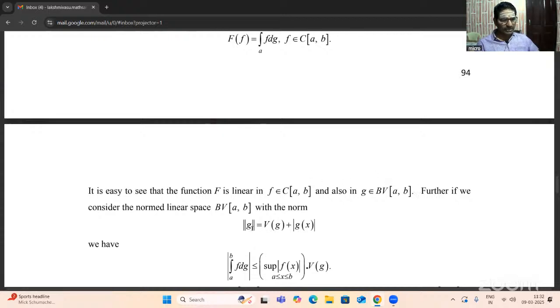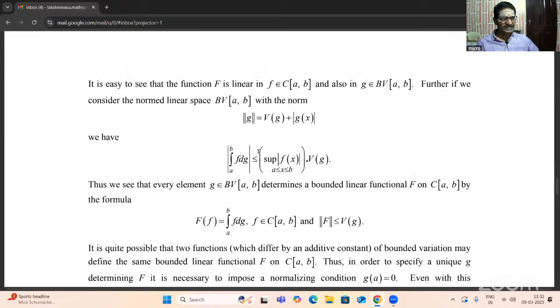In the normed linear space, the norm of g can be written as the total variation V of g plus mod g of a, that is the definition of the norm of g. So the integral from a to b of f dg cannot exceed the supremum of mod f of x times V of g, where x lies between a and b, that is the closed interval [a,b].